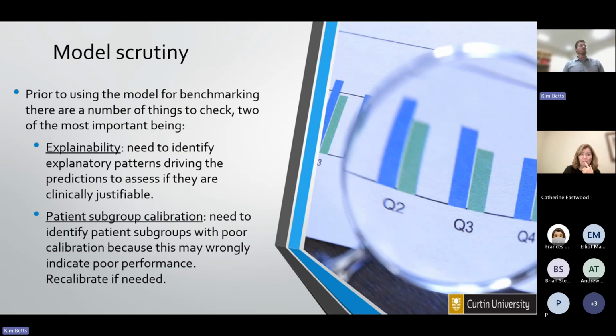So before we used this model to risk adjust patients and then perform benchmarking, you obviously have to scrutinize the model quite a bit. I think about it as building a model and then pulling it apart and building it again. And there's lots of ways this can be done. But two of the most important are to explore explainability and patient subgroup calibration, which I'll just talk about in a bit more detail.